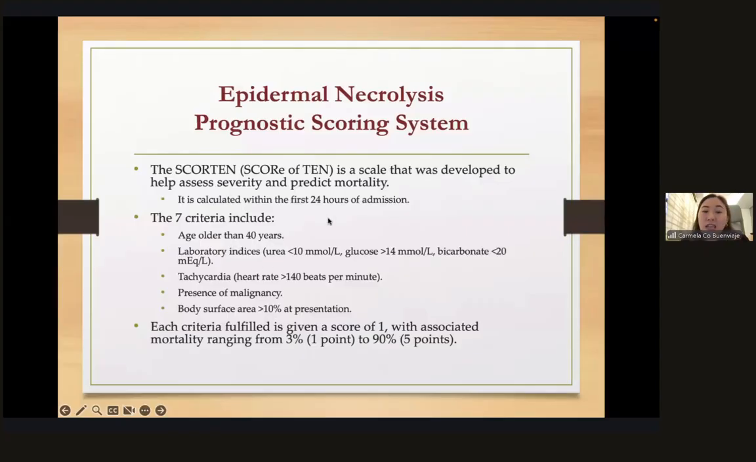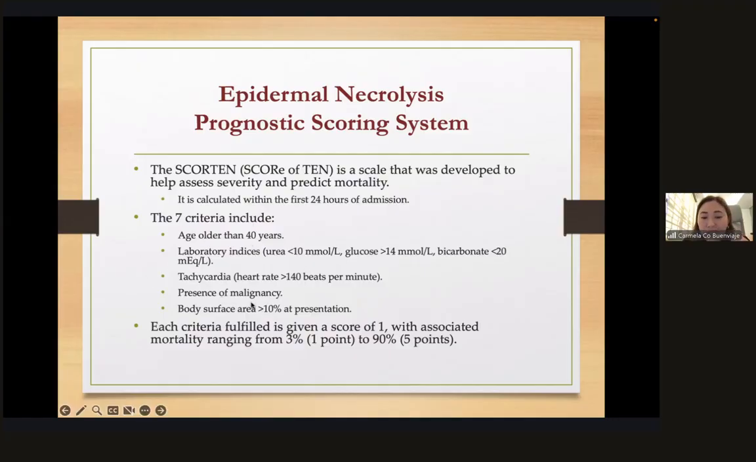First, let's check the patient's age. If the patient is older than 40 years, if the laboratory indices are like this: urea more than 10 millimoles per liter, glucose more than 14 millimoles per liter, bicarbonate less than 20 milliequivalents per liter. If the patient has tachycardia, meaning heart rate of more than 140 beats per minute, in some books, it's 100, even 120 beats, we can already count that. If the patient has presence of a malignancy, and if there's more than 10% body surface area involved at presentation.